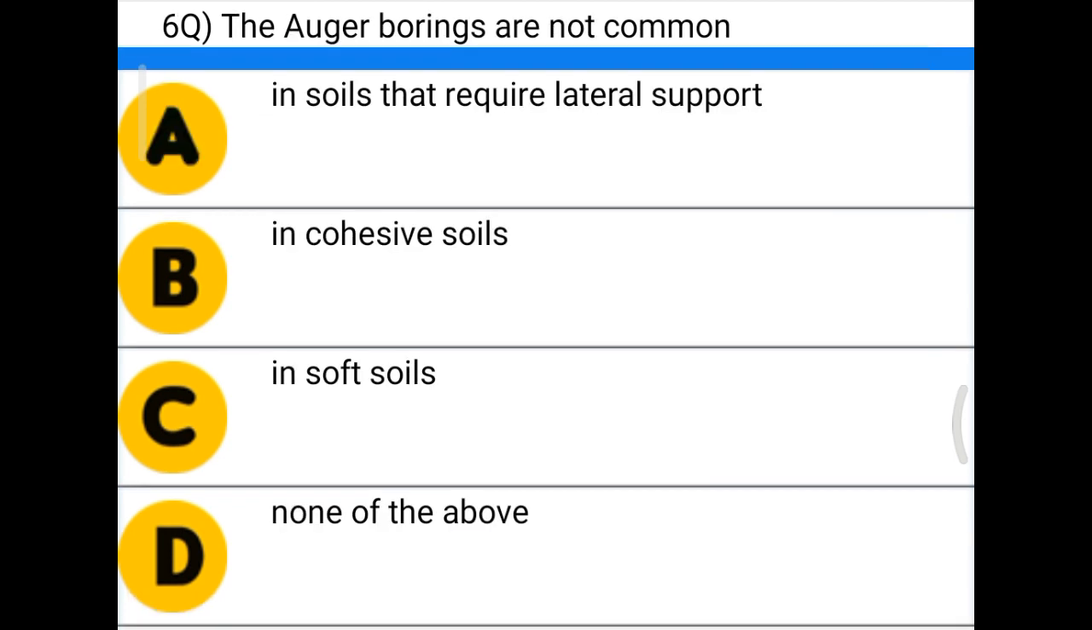Next question, the auger boring are not common. Option A, in soils that require lateral support. Option B, in quasi soils. Option C, in soft soils. Option D, none of the above. The correct answer is in soil that require lateral support.